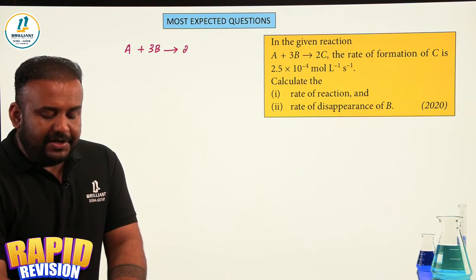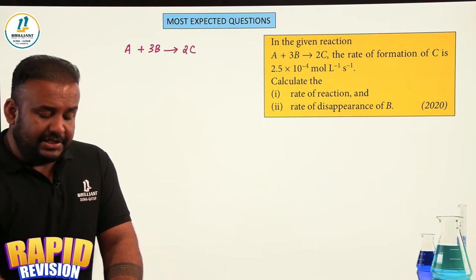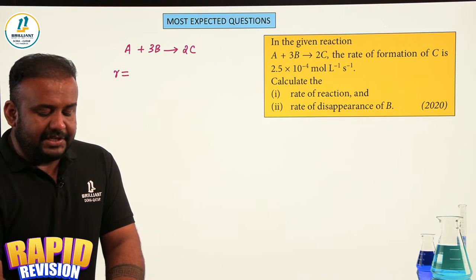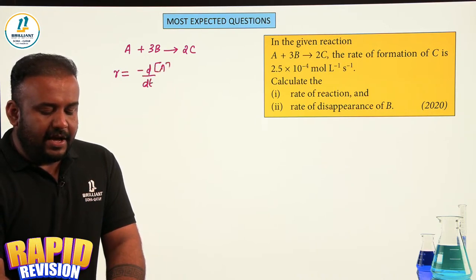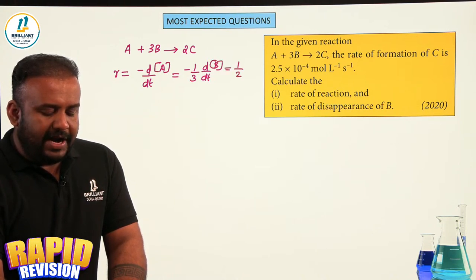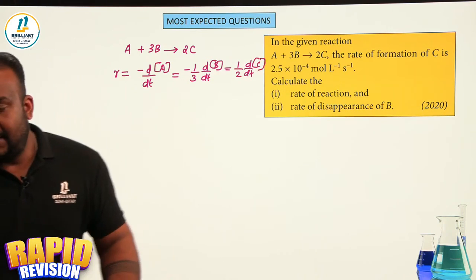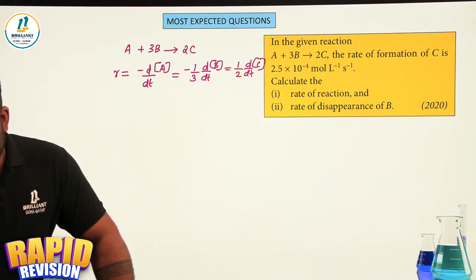A plus 3B giving 2C. Look at this reaction. In this reaction, if I write the rate of this reaction, it can be written as minus d by dt of concentration of A, which is equal to minus 1 by 3 d by dt of concentration of B, which is equal to 1 by 2 d by dt of concentration of C. This is how the rate equation is written, right?